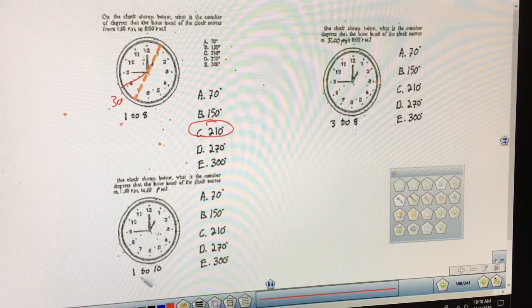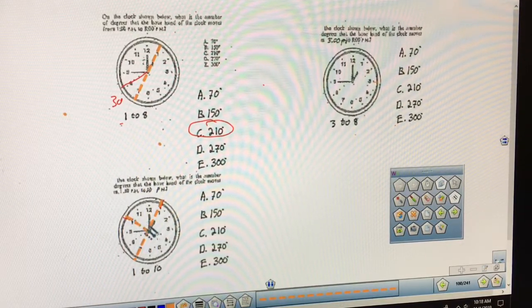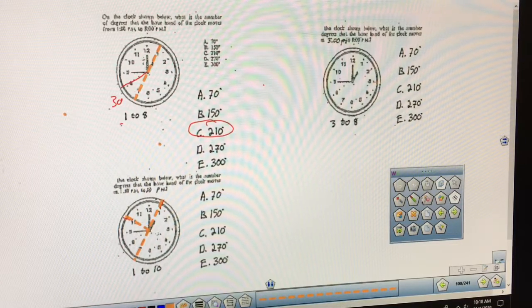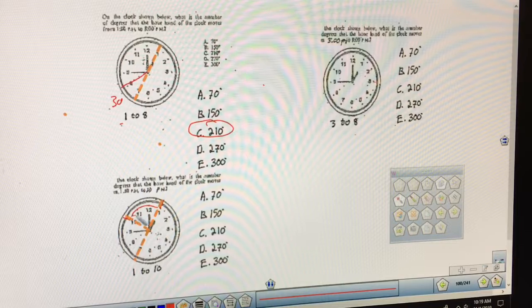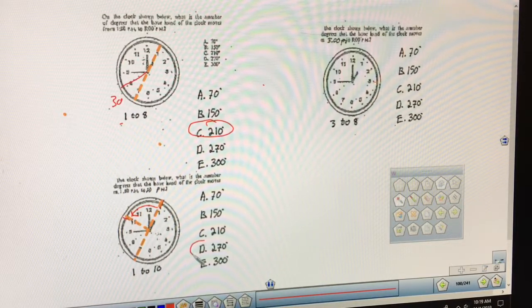From 1 o'clock to 10 o'clock. There's 1 o'clock, there's 10 o'clock. I can do the same thing. I like to strike it across. So that's 180. And then people do this different ways. So you can say it's 360 minus 90, or 180 plus 90. And that's going to give me 270.